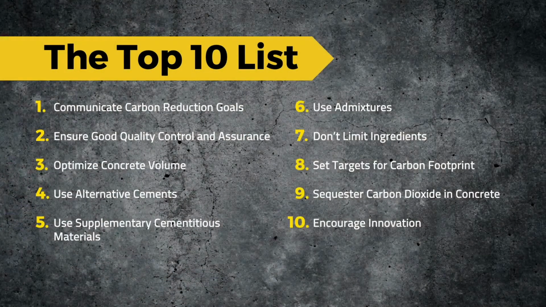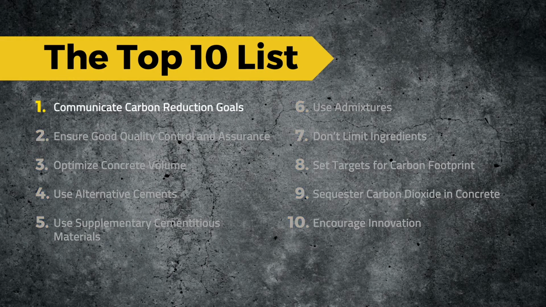Let's start with the top 10 list. Then I'll go through each one in detail. 1. Communicate carbon reduction goals. 2. Ensure good quality control and assurance. 3. Optimize concrete volume. 4. Use alternative cements. 5. Use supplementary cementitious materials.